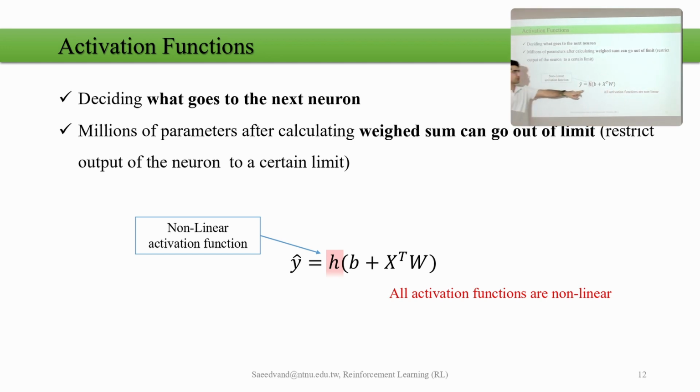How do we show it? A nonlinear activation function can usually be shown as g or h. Both terms can be used here. So I represent it as h, and the activation functions that we usually put here are all nonlinear, because we want to have better estimation and predicting of nonlinear functions.